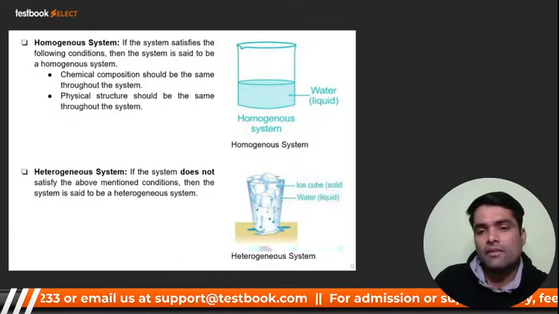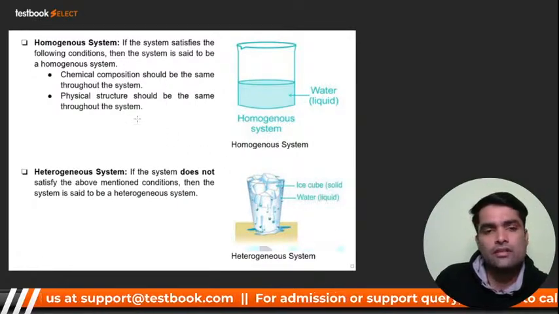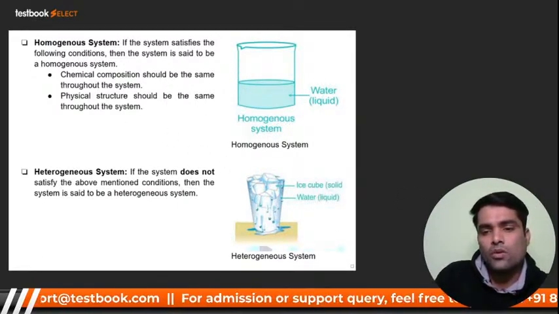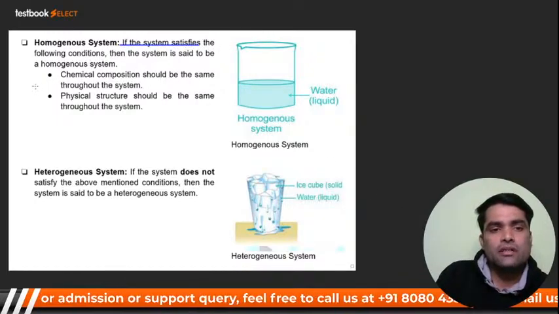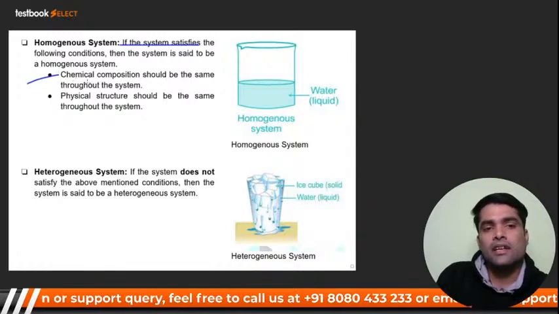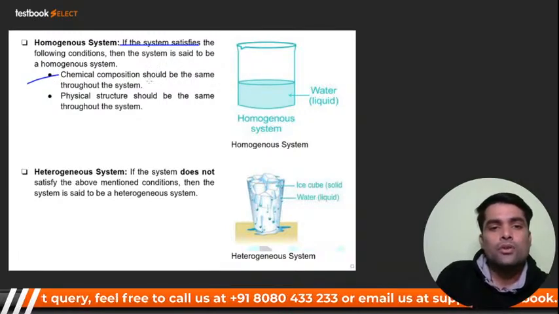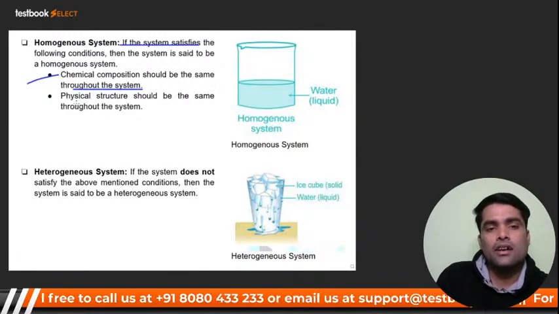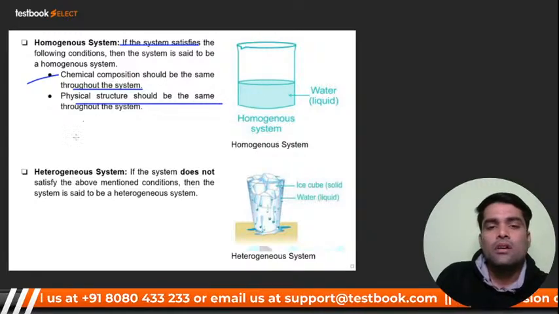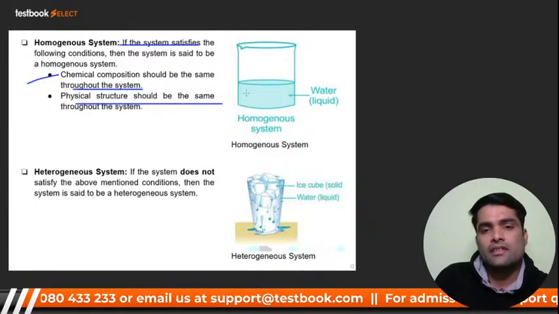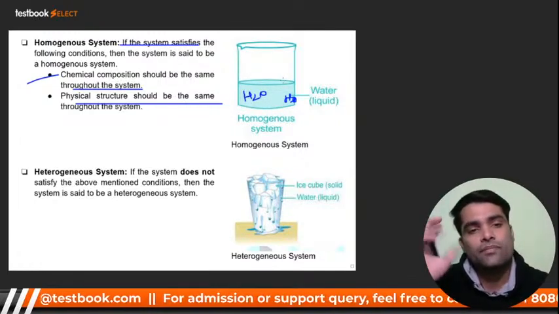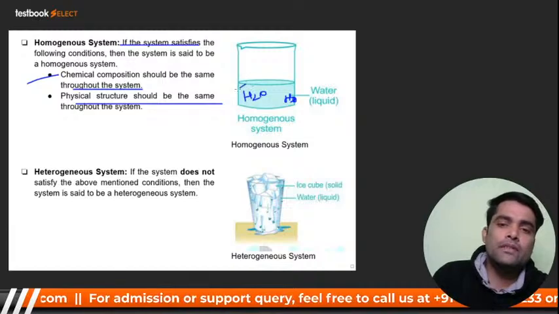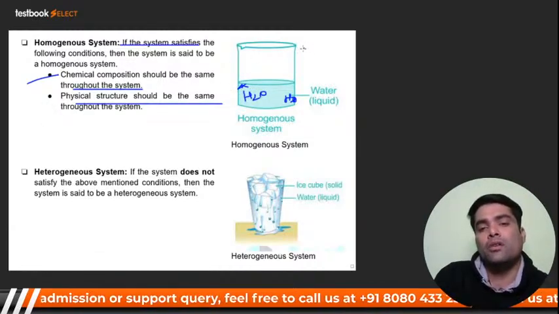And here I have defined homogeneous and heterogeneous systems. If the system satisfies the following conditions: the chemical composition should be the same throughout the system, and the physical structure should be the same throughout. Here it is liquid, so its chemical composition all over should be H2O, and the physical structure is the same. So that's why it is a homogeneous system.